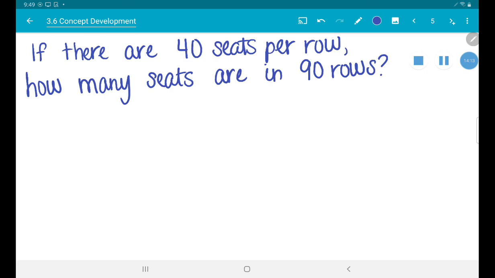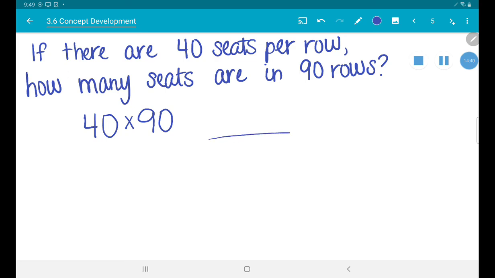Cash, how do you think we're going to solve that? 9 times 4. Right, what did you say first? How are we going to solve to see how many seats there are? 40 times 90. Why do you think that we need to do 40 times 90? Because there's 40 per row and there's 90 rows. Exactly. So I have 90 rows with 40 seats in each row. So we're going to multiply.